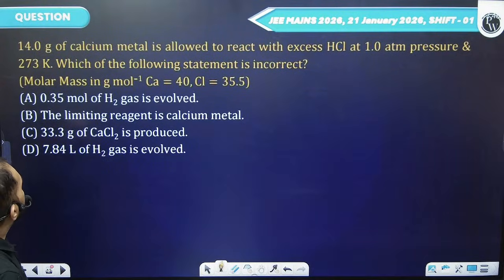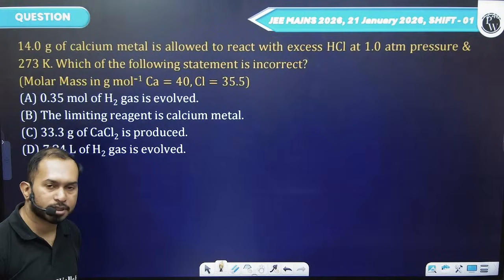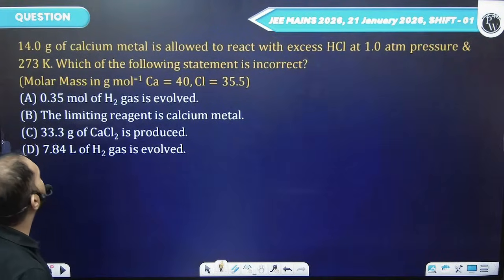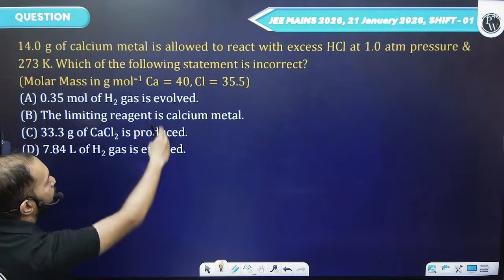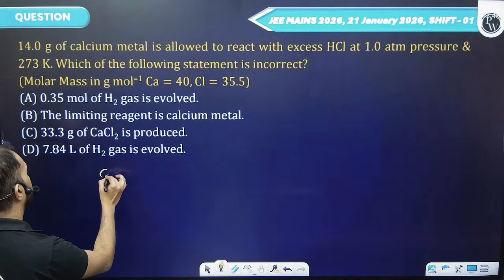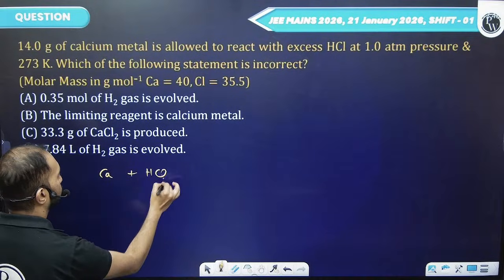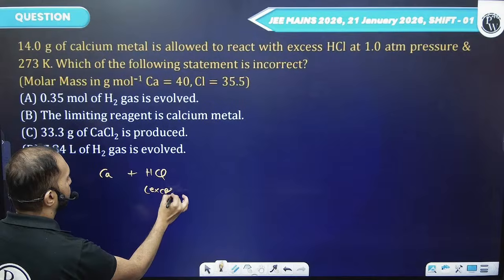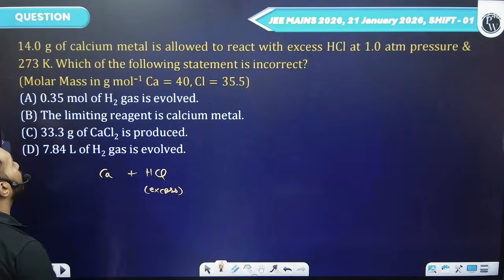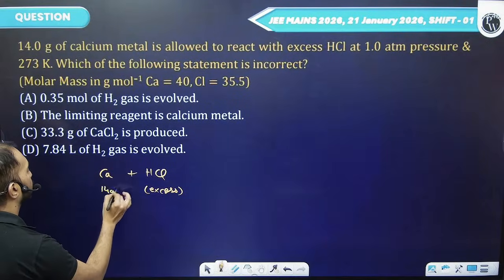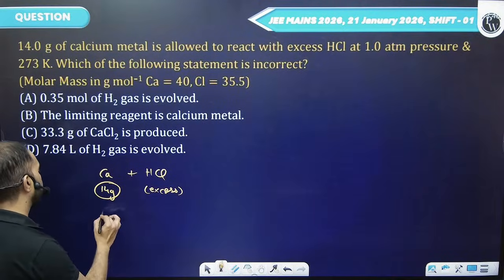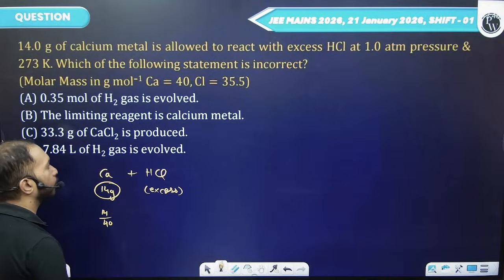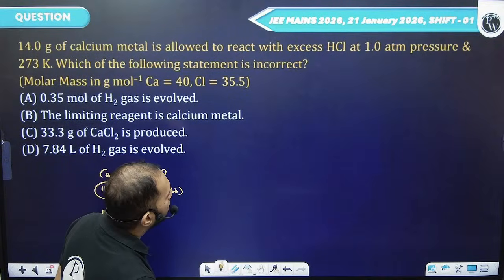Next, if you look at the next question, this is also a question from mole concept. It's a question on limiting reagent. Once again, I will just give you the idea how you are going to solve this question. Calcium plus HCl. HCl is present in excess, right? HCl is present in excess, so calcium is the limiting reagent. How much calcium is taken? 14 gram. You can calculate the number of moles by dividing by 40, right? Number of moles of calcium, how many are taken? 14 by 40. Okay.